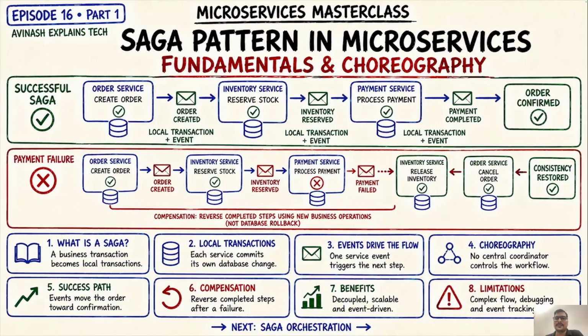What is a local transaction inside a Saga? Look at the successful flow at the top of the diagram. Every service performs a local transaction. The order service creates an order and commits it to the order database. It does not keep the database transaction open while waiting for inventory and payment services. After committing the order, it publishes an event. The inventory service receives that event, reserves the stock, and commits the changes to its own database.